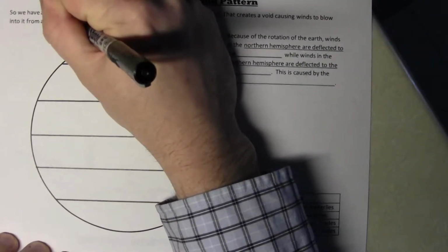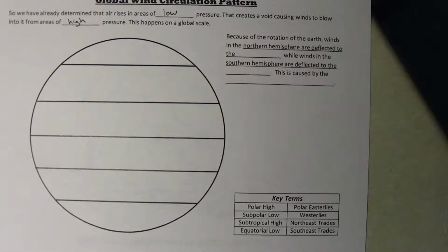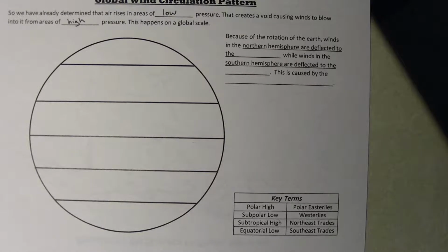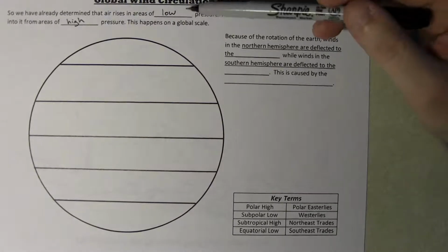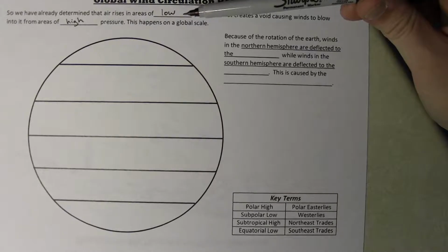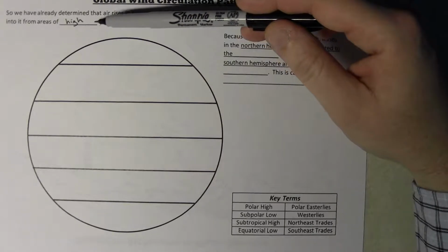So this happens on a local scale. This happens on a global scale as well. So my next key, so there's your first 2 keys. The air rises at zones of low pressure and wind blows from zones of high pressure.